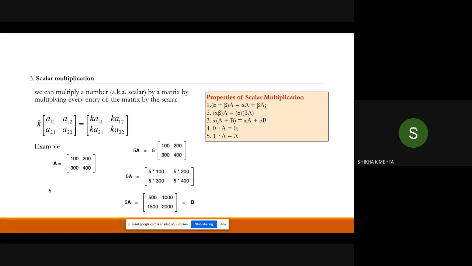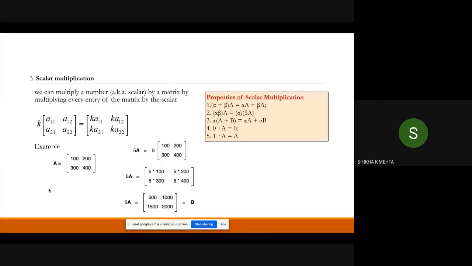Similarly, over here in scalar multiplication, we multiply by any of the scalar values and similarly do the multiplication. All these are the various properties that follow for scalar multiplication, such as 1 into A is equal to A.